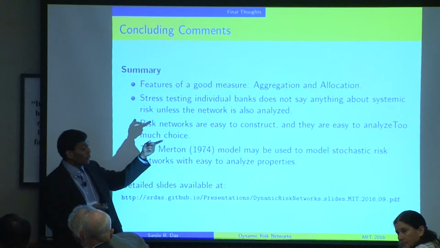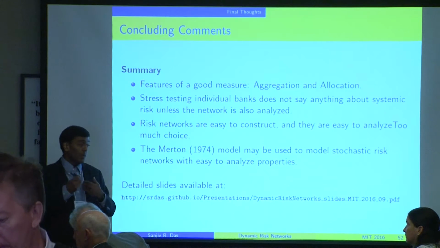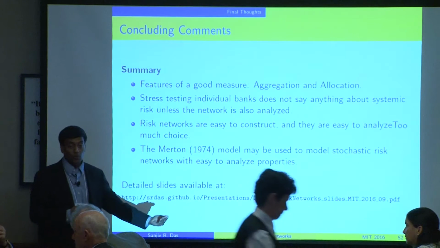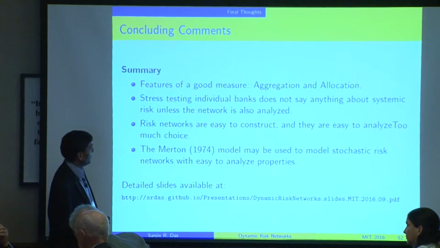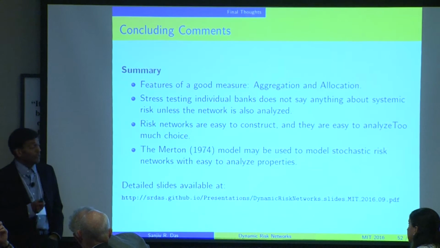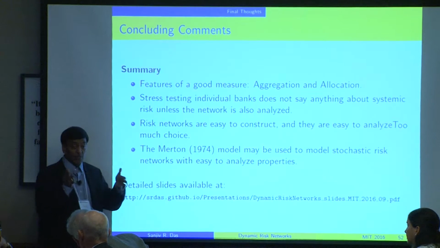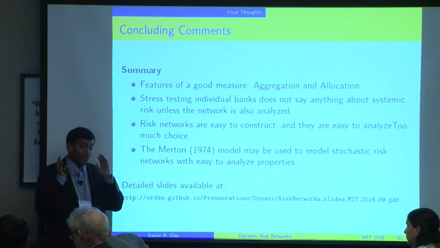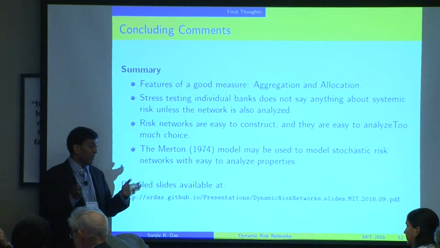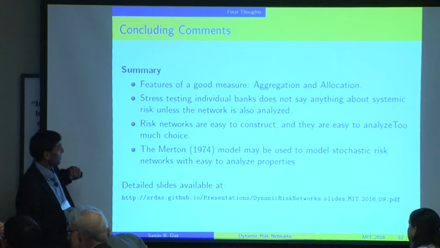Okay? Secondly, you should be able to allocate or disaggregate that risk to each entity such that it adds up. So you can actually say who's contributing the most to the risk of the entire system. Stress testing individual banks only says something about the individual bank, and it won't tell you anything about systemic risk unless you actually analyze the network. Okay, so I'm making this bold pitch for why network analysis matters when we're looking at system-wide risk, because interconnectedness matters.